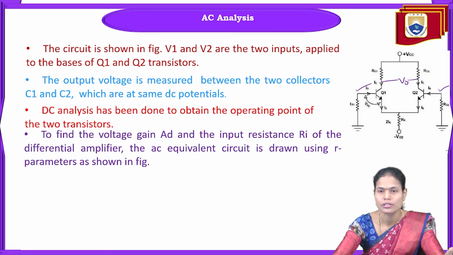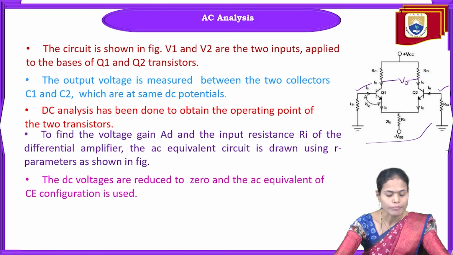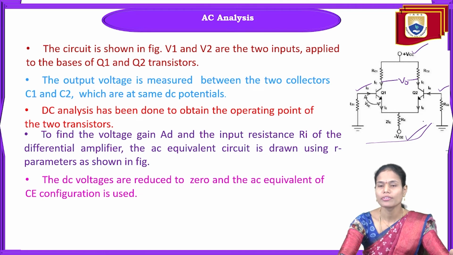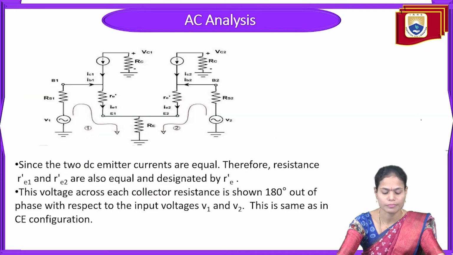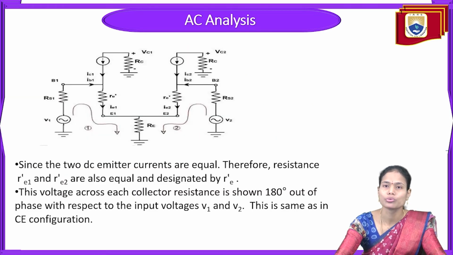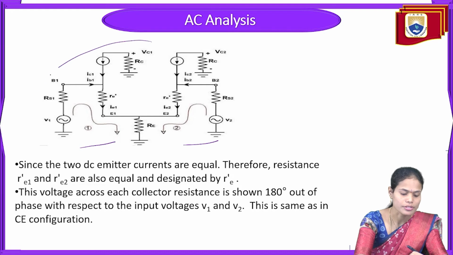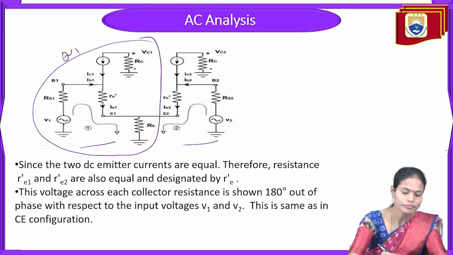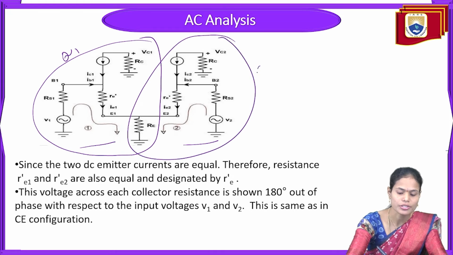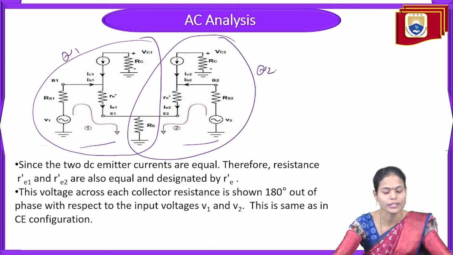To do the AC analysis, we have to get the AC equivalent circuit. How will we get this AC equivalent circuit? By replacing this differential amplifier with the r parameter model. These DC voltages, VCC as well as VEE, must be 0 for the AC analysis. After replacing the two transistors with the r parameter model, this is the equivalent circuit, this is for the transistor Q1 and this is for the transistor Q2, the two r parameter equivalent models.